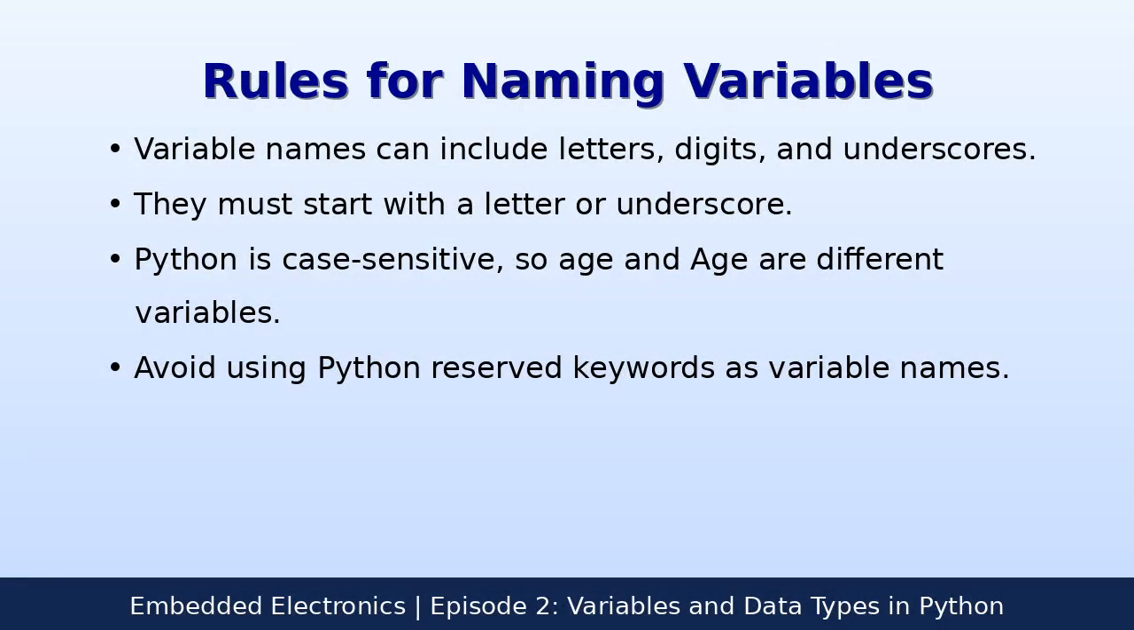Variable names can include letters, digits, and underscores but must start with a letter or underscore. Python is case sensitive, so age and Age are different. Avoid using reserved keywords as variable names.